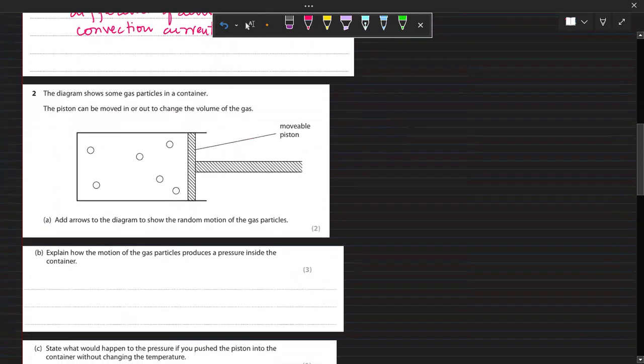Right? Now here we go with another question. The diagram shows some gas particles in a container, and in this, first of all, I would recommend you guys, whenever you read the question, read it carefully and try to understand what concept is being assessed, right? And if there's any formula that is linked with that concept, try to recall that formula so that it will be easier for you to answer, right?